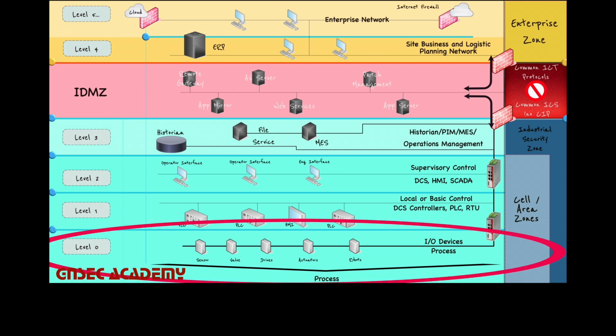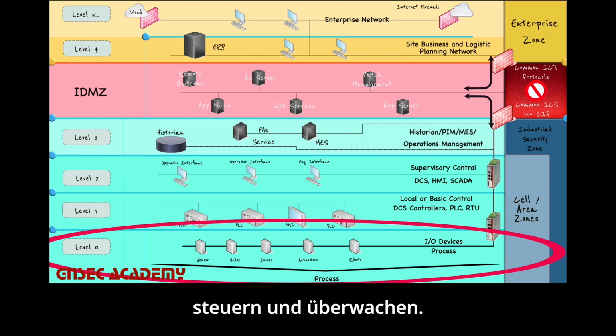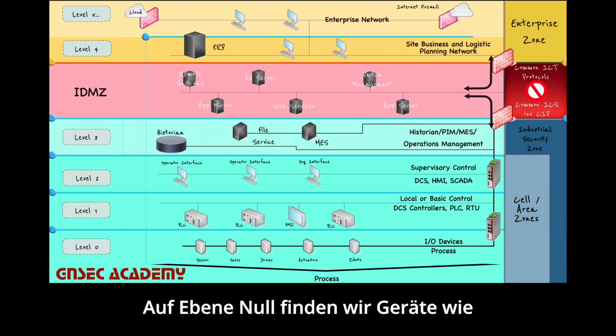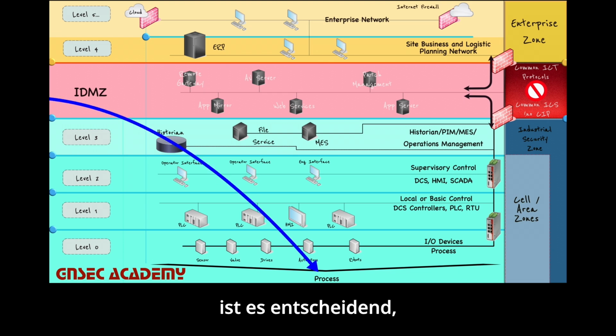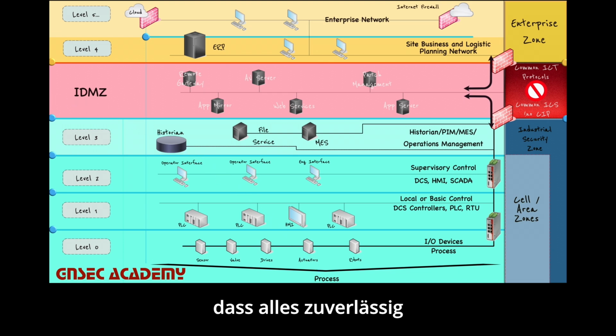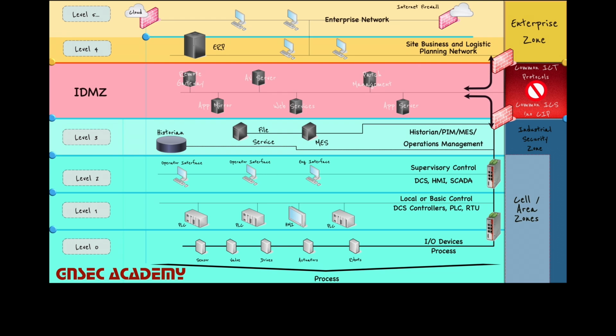Level 0. This defines the actual physical processes. Level 0 is where the actual process equipment that we are controlling and monitoring from the higher levels lives. They are home. Level 0 is where we can find devices such as motors, pumps, valves, and sensors that measure speed, temperature, or pressure. As level 0 is where the actual process is performed and where the product is made, it is imperative that things run smoothly and uninterrupted. The slightest disruption in a single device can kill all the operations.